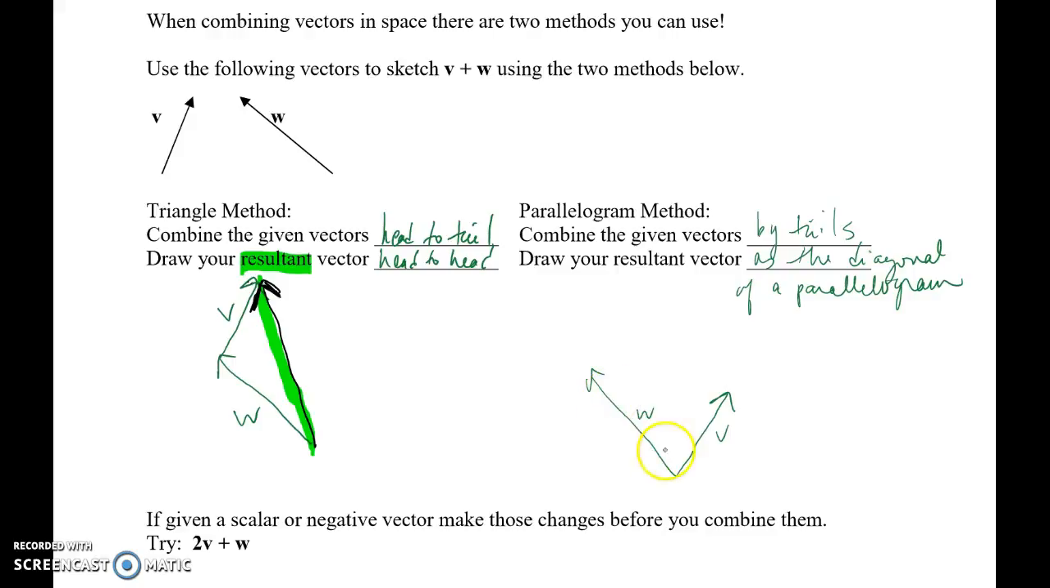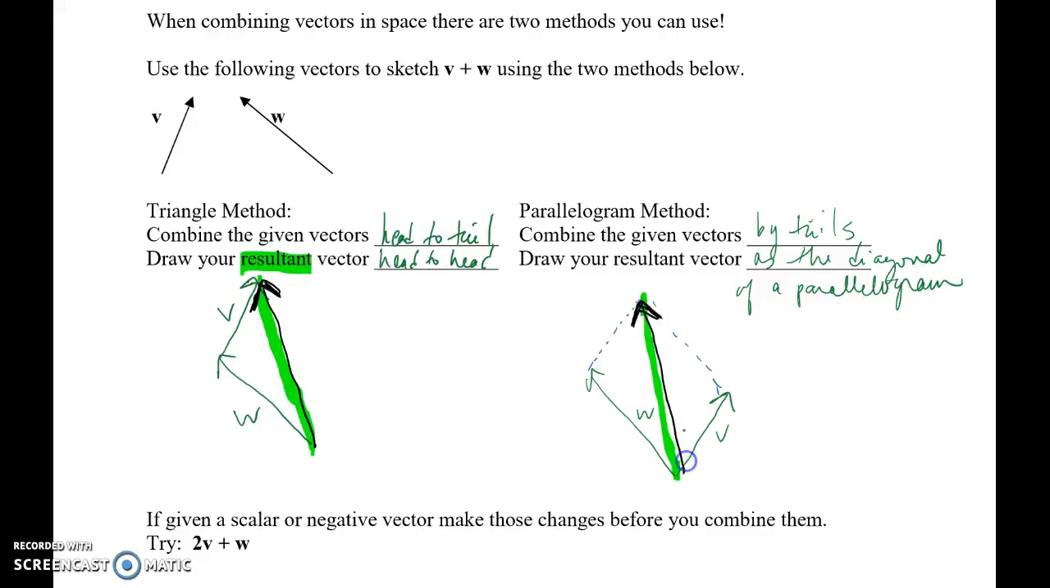Well, it means that it needs to look like a four-sided figure where everything is parallel. So this line is going to be parallel to this. When I go across to make the fourth side of the shape, this line needs to be parallel to this. And from here, the resultant is going to be the diagonal of this. Boom. And on this one, the arrowhead goes in the corner.